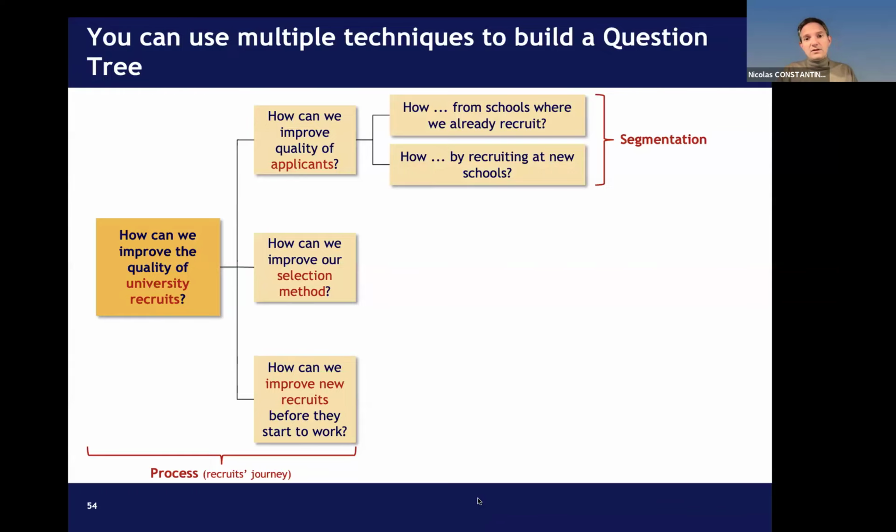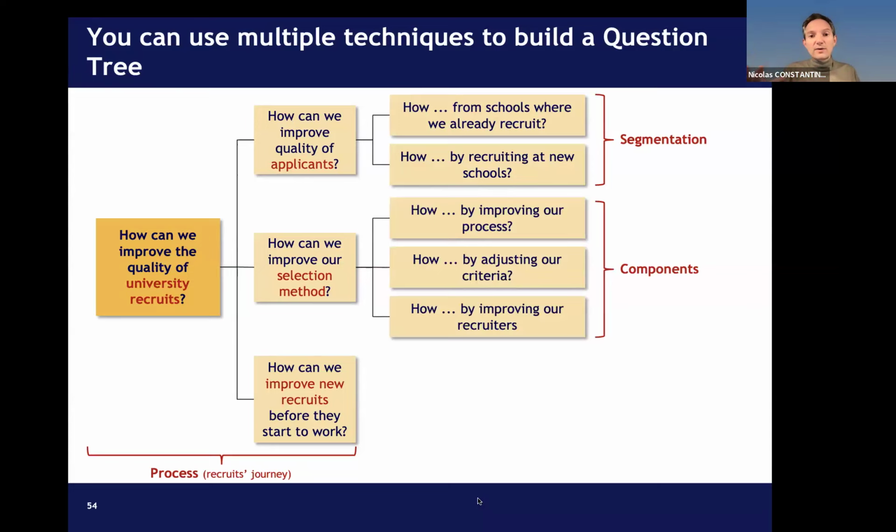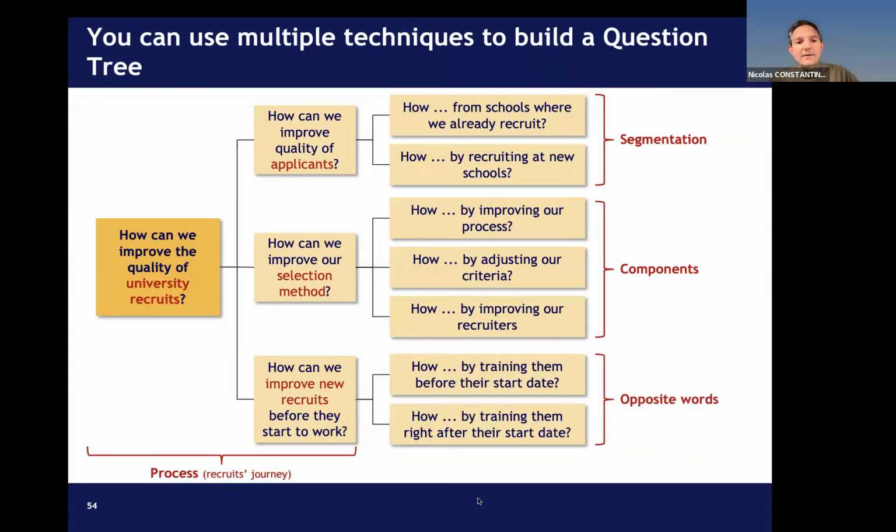Now, the selection method, you can break it down into its components. So selection method usually involves some kind of a process, CV review, interview, and so on, some criteria of evaluation, and the people who execute all of that. So how can we improve our process? How can we improve or adjust our criteria? How can we improve our recruiters? And then lastly, how can we improve the new recruits before they start to work? I could use opposite words and break it down like this. How can we improve them? By training them before their start date and by training them right after their start date, but before they start to really work. Okay. And so now you can see we have a structure, a full question tree, where we've actually used several of the techniques because we actually broke down more than one question.